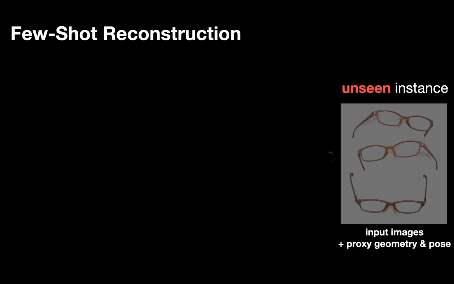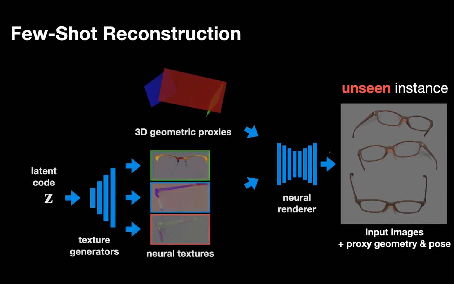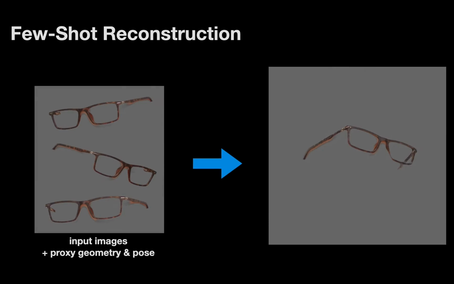The category-level model can be used to perform a few-shot reconstruction of an unseen instance. Given few input views, in this case 3, together with the proxy geometry and pose, we reconstruct the instance by fine-tuning the representation, including the neural renderer, the neural textures, and the latent code. We leave optimizing the proxy geometry or pose for future work. Here are some results of our few-shot reconstruction.